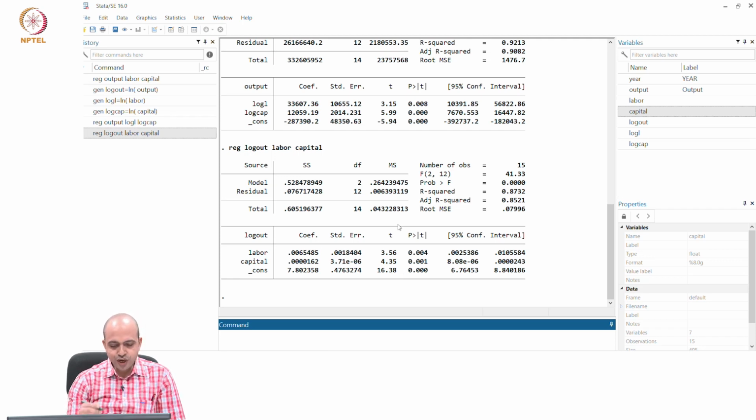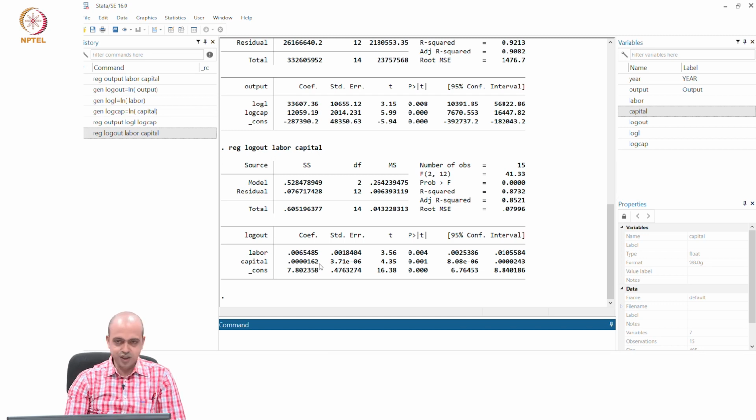Similarly, for a unit change in capital, output changes by this multiplied by 100, that means 0.0016 percentage. So, when your dependent variable is log transformed but the independent variables are not, the interpretation would be you need to multiply your beta hat with 100 to get the corresponding percentage change in yi, because you are first getting e to the power beta hat amount change in y, which we do not want.